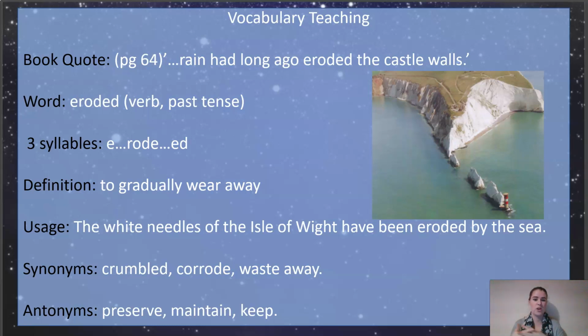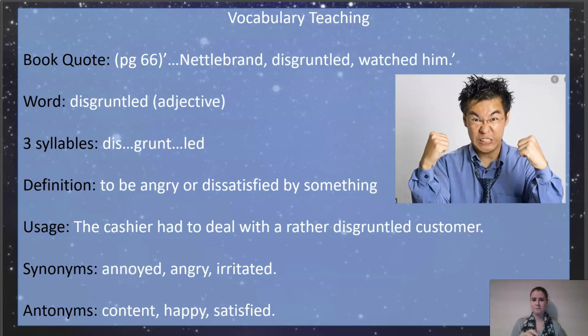Now the opposite of that would be to preserve something or to keep something or maintain something as it is. So there'll be no change. It's not going to disappear gradually or wear away. It's going to stay the same as it is. So that's one of the words we're going to look at today, eroded, and it's going to be describing our castle walls. So obviously rain had long ago eroded the castle walls, telling me there's not many castle walls left. That rain has slowly just disintegrated and pulled that wall to pieces to the point where there's no wall left. A bit like the needles.